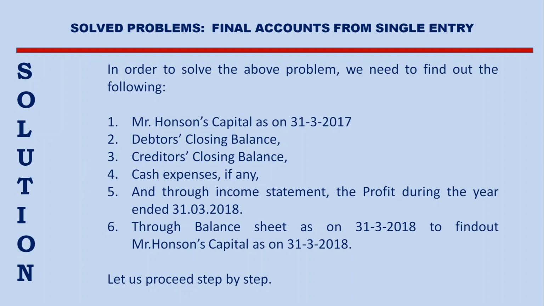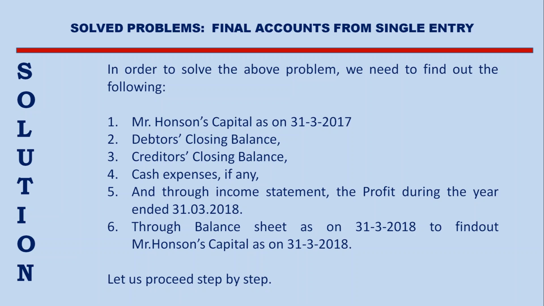In order to solve the above problem, we need to find out the following. 1. Mr. Hobson's capital as on 31st March 2017. 2. Debtors closing balance. 3. Creditors closing balance. 4. Cash expenses if any. 5. Through the income statement, the profit during the year ended 31st March 2018. 6. Through the balance sheet as on 31st March 2018 to find out Mr. Hobson's capital as on 31st March 2018.